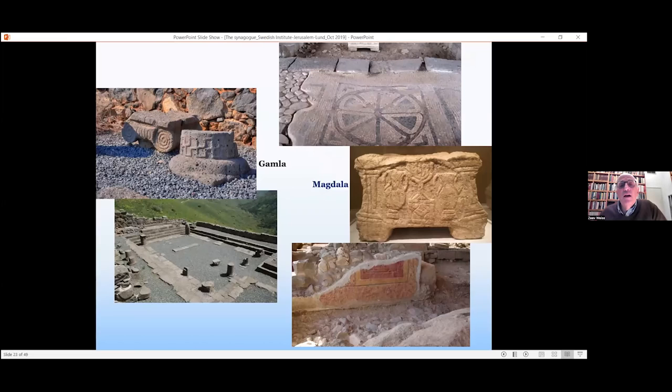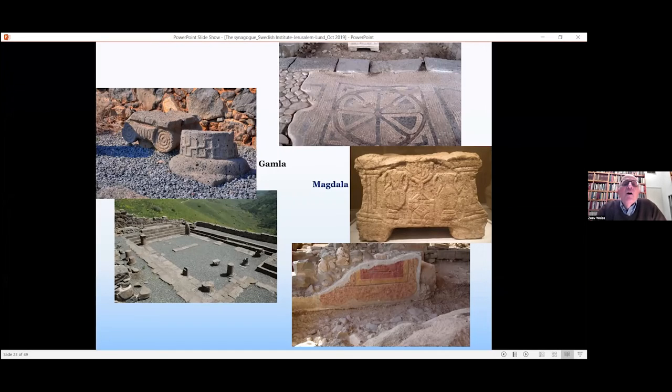So now moving on to the last part of my lecture, which will be a bit elaborate, focusing on the art of the synagogue. So far we discussed the architecture of the synagogue, we also discussed the liturgy of the synagogue, and now we'll devote some time to artistic expression in ancient synagogue art, and we'll start with the Second Temple period.